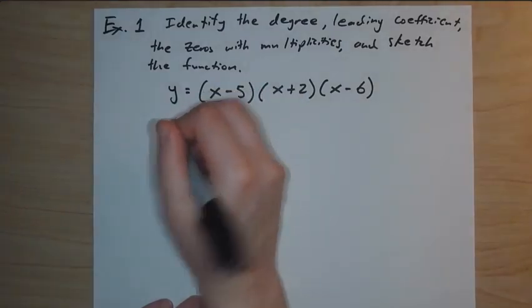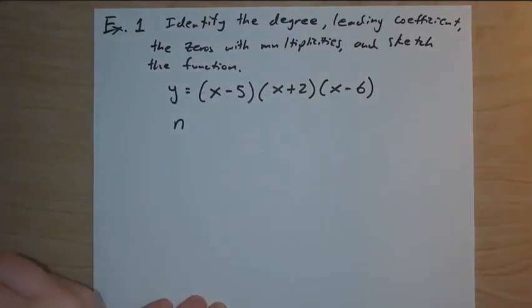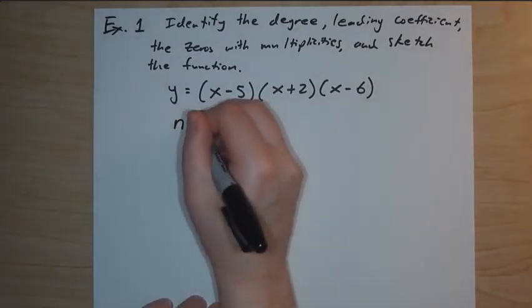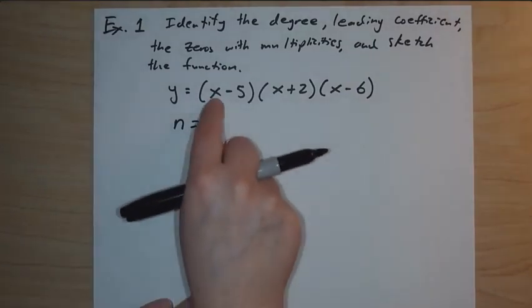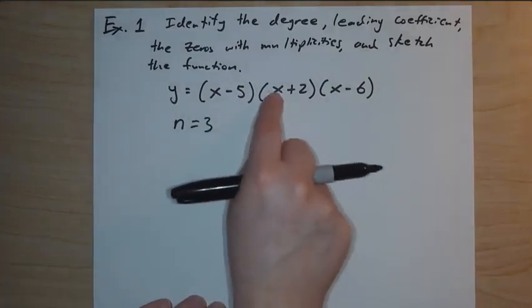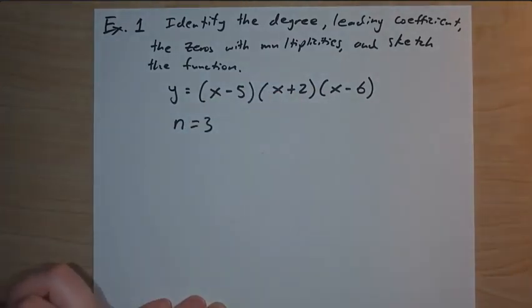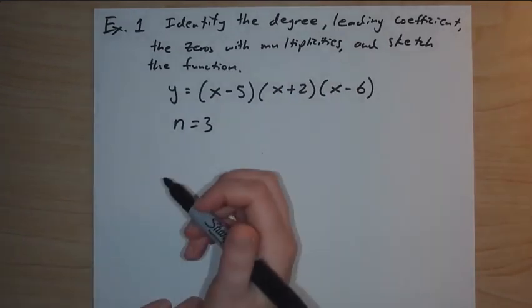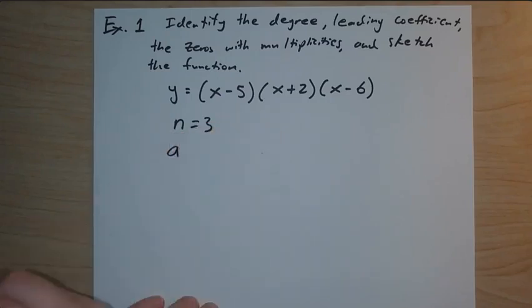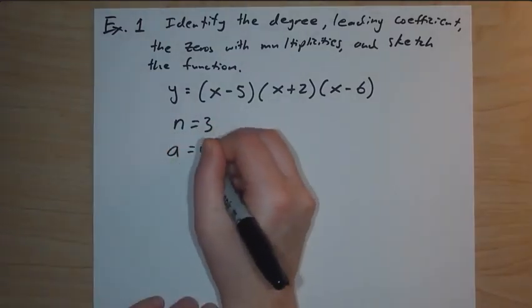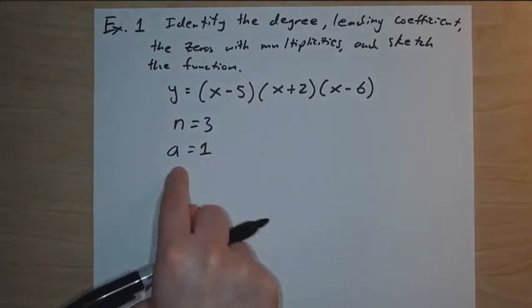Normally we use the term n to show what the degree is. n is 3, so that's our degree. Our leading coefficient is going to be the number in front of our biggest x, the x with the largest exponent. Again, if we multiplied the first term, we would have x times x times x, with a 1 in front of that x to the third power. So our leading coefficient is 1, and I'm going to use a to show the leading coefficient. a is equal to 1.